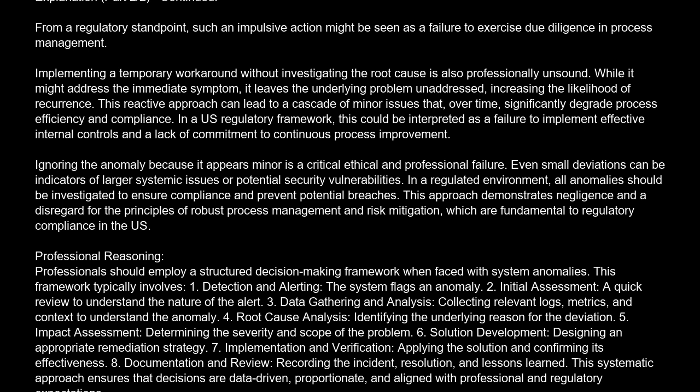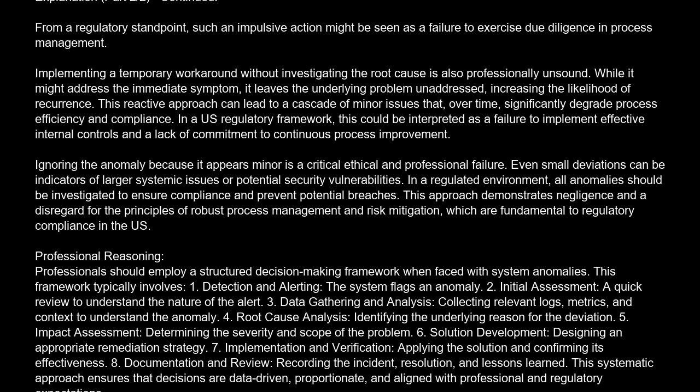Ignoring the anomaly because it appears minor is a critical ethical and professional failure. Even small deviations can be indicators of larger systemic issues or potential security vulnerabilities. In a regulated environment, all anomalies should be investigated to ensure compliance and prevent potential breaches. This approach demonstrates negligence and a disregard for the principles of robust process management and risk mitigation, which are fundamental to regulatory compliance in the U.S.